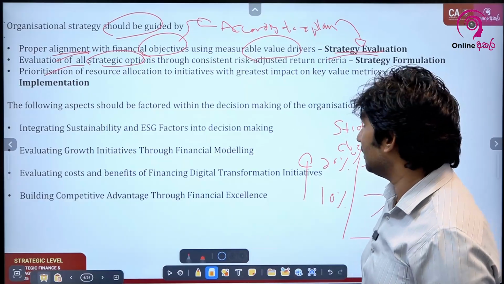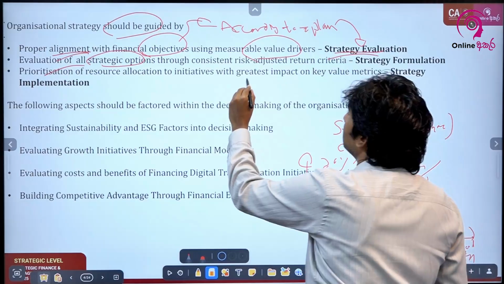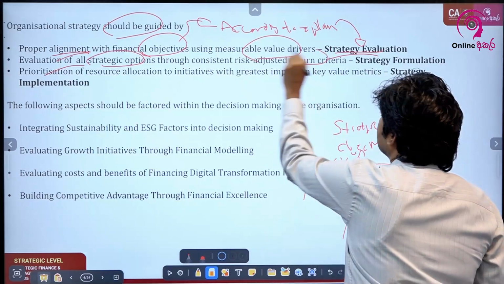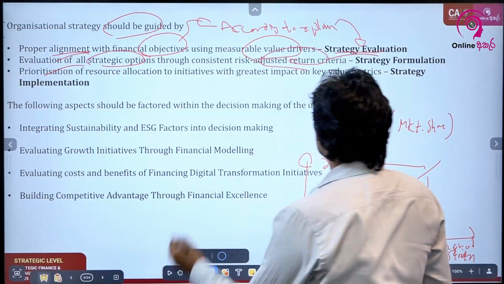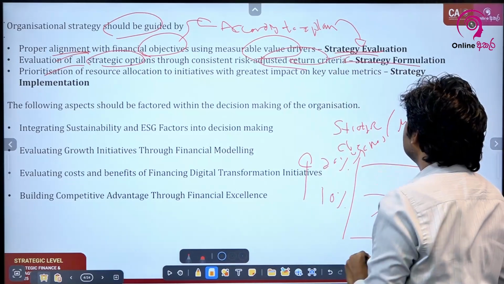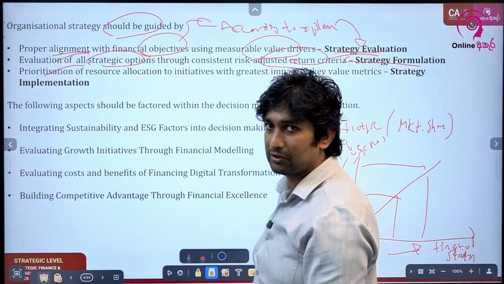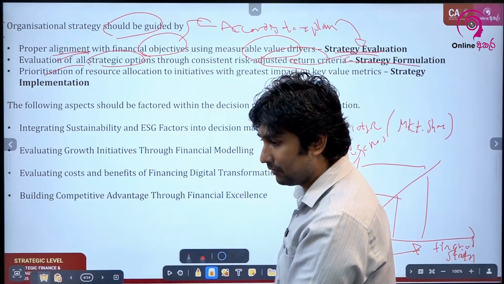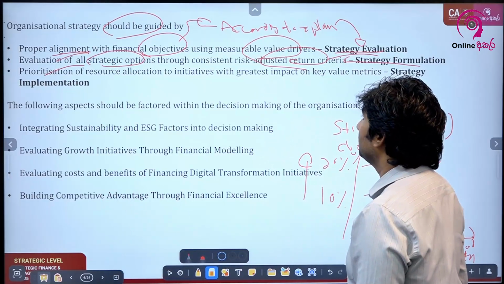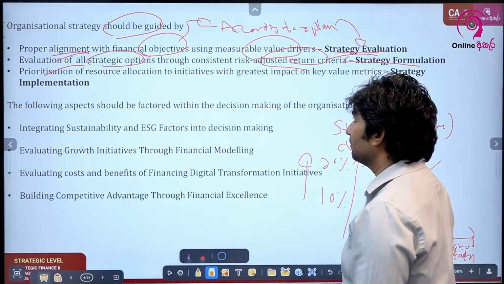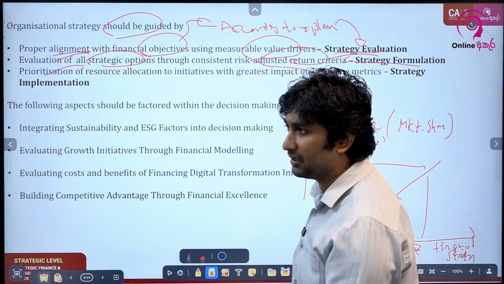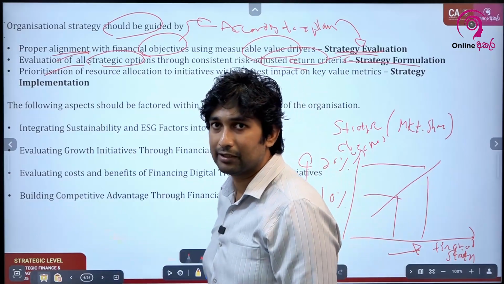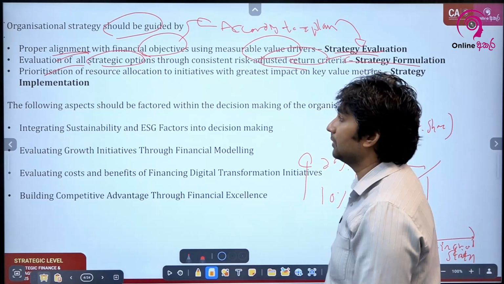So all of these strategic options you need to evaluate financially, and see which option gives us the highest return. So this is being covered within strategy formulation. When you formulate strategies, you need to see whether we have evaluated all the options based on risk adjusted return. So risk adjusted return meaning if certain projects are risky, that riskiness should be incorporated when you evaluate that specific project.